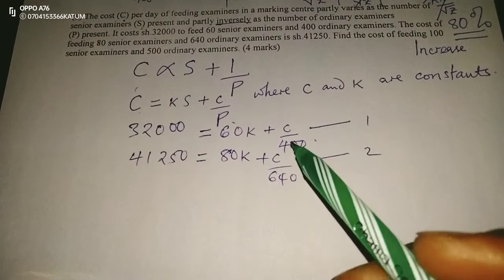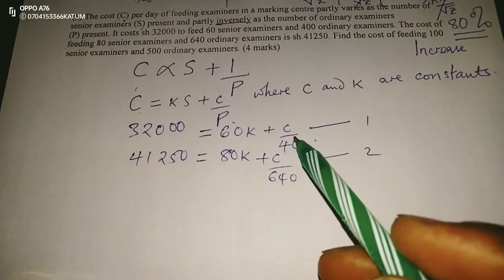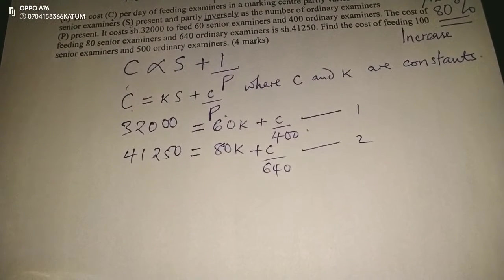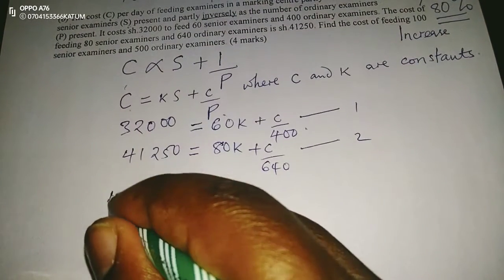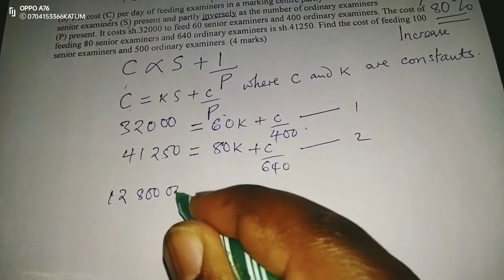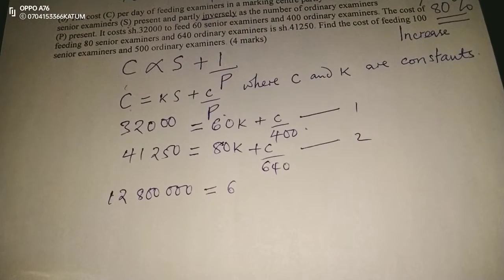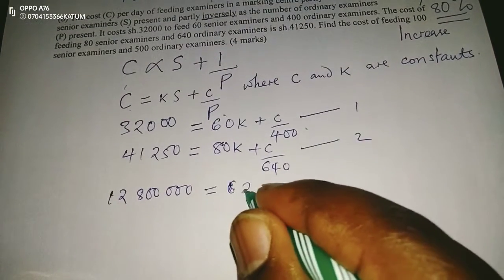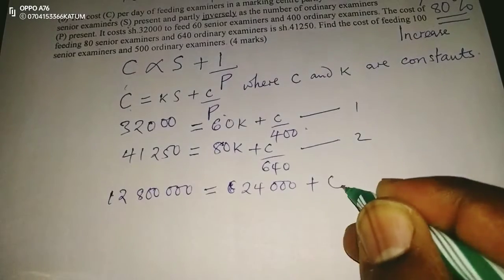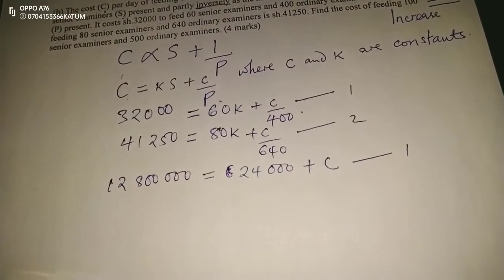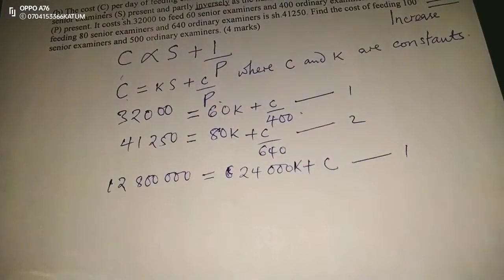Let us, in the first equation, multiply through by 400 to do away with fractions. So that when 32,000 is multiplied by 400, this becomes 12,800,000. 12,800,000 equals 30K times 400, so that becomes 12,000K, plus C. This is equation 1, whereby I have multiplied through by 400. Then you should know that there is a K there.